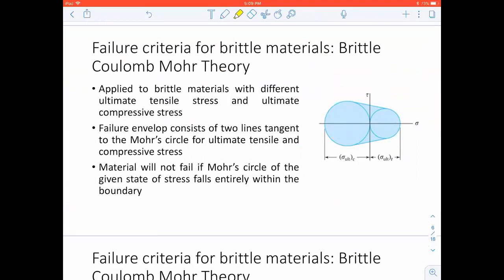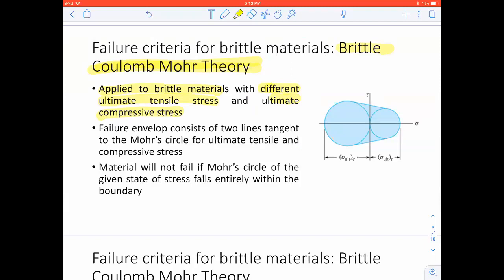There's another criterion called the Brittle Coulomb-Mohr theory. This is another theory that you can use. It is usually used for brittle materials which have different ultimate tensile stress and ultimate compressive stress. Say the ultimate tensile stress is 30 megapascal, but the ultimate compressive stress is, say, minus 10 megapascal. So the magnitudes are different. And what do you do in this case?